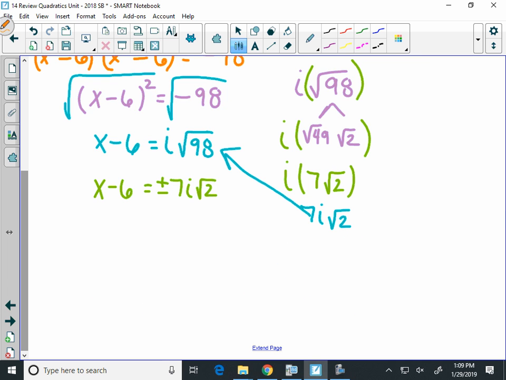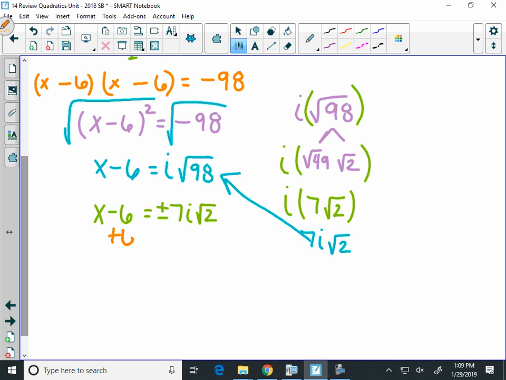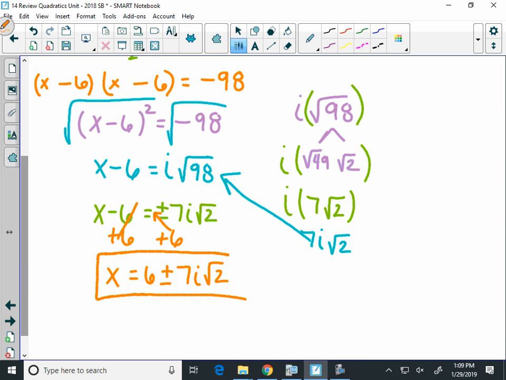And then, to get x by itself, we have one more step. We have to add 6 to both sides. And that 6 is going to go right in front of that plus or minus sign. So 6 plus or minus 7i radical 2. Ask yourself, can we combine 6 and 7i radical 2 in our calculator and get a whole number? And that answer is no. So we leave it. And there's our final answer.